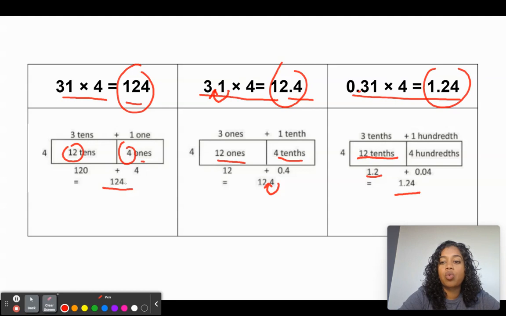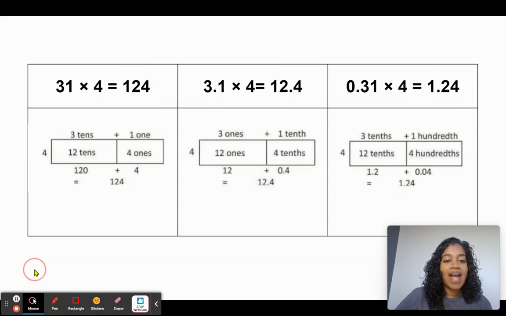If we look at our original answer, we had 124 in 31 times 4. For 0.31 times 4, I just had to move my decimal place over 2 places, and now my product is 1.24. So if we have the same digits, the product is also going to have the same digits, but where the decimal point goes is going to depend on what our answer is going to be.